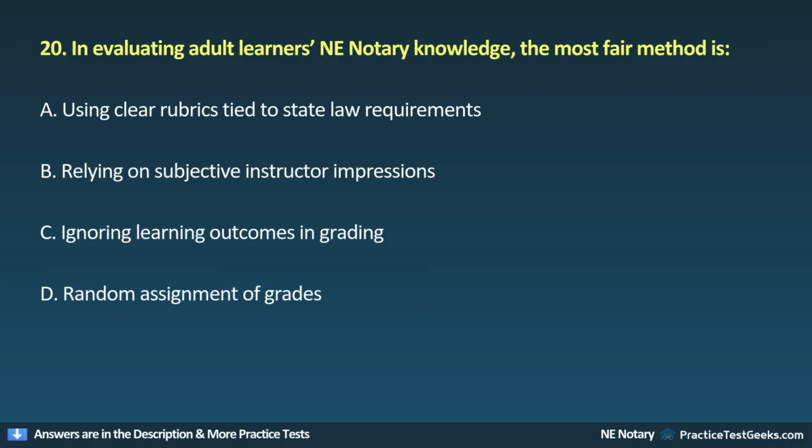20. In evaluating adult learners' NE notary knowledge, the most fair method is A. Using clear rubrics tied to state law requirements. B. Relying on subjective instructor impressions. C. Ignoring learning outcomes in grading. D. Random assignment of grades.